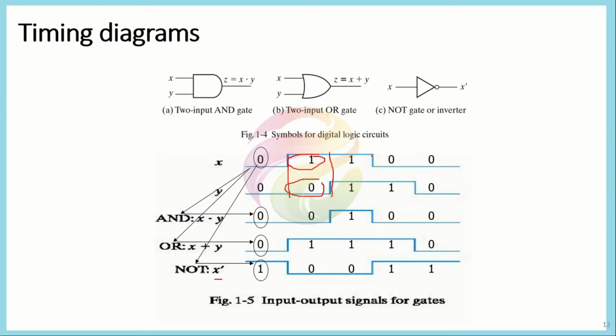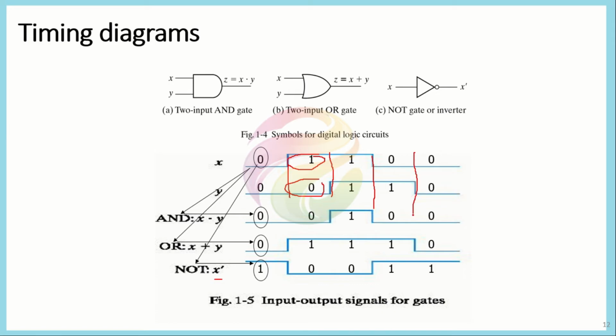And then if we move on to the next one, we have 1 1 here. In this case, you can see that the output of AND is 1 now, while because both of them are 1, the OR will remain 1. And in the inverter case, the result will be the complement of x. So if we have 1 here, we will have 0 here.